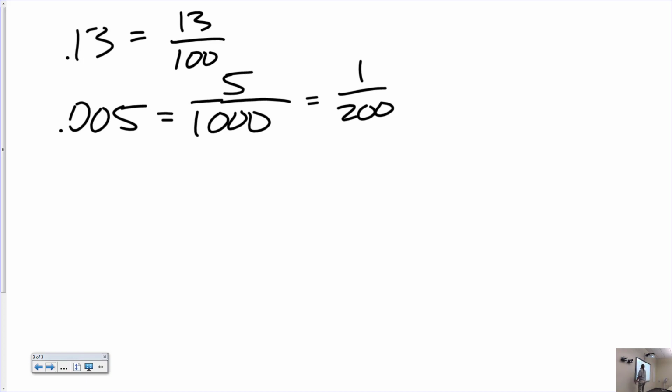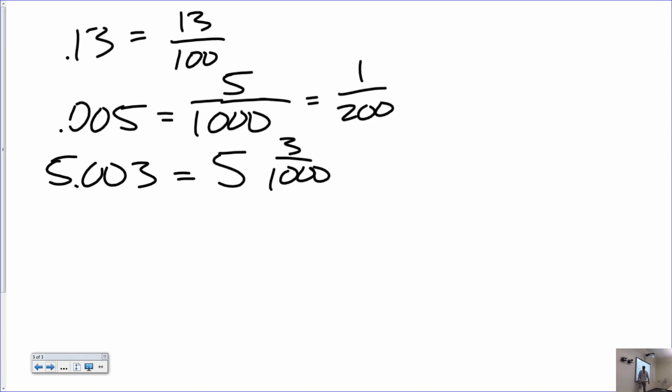And what happens if there's a whole number floating around there? Yeah, 5 and 3 1,000ths. And again, because you read the number correctly, 5 and 3 1,000ths, you can just write 5 and 3 1,000ths.